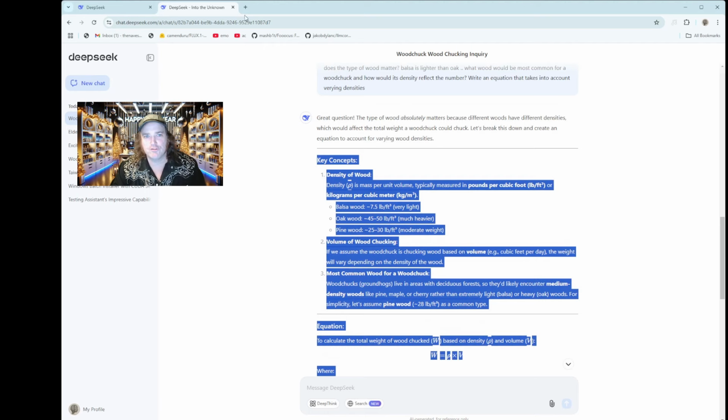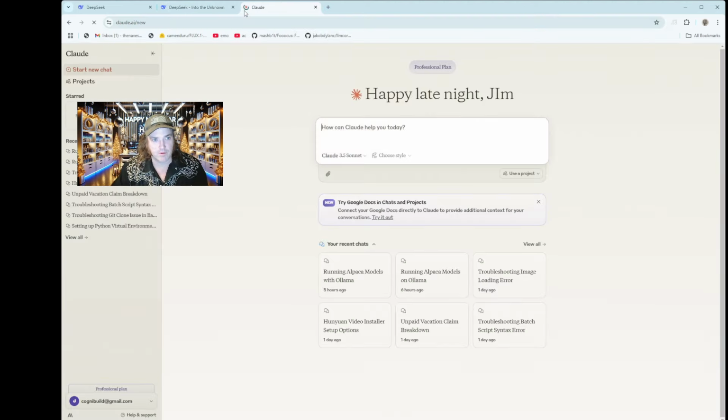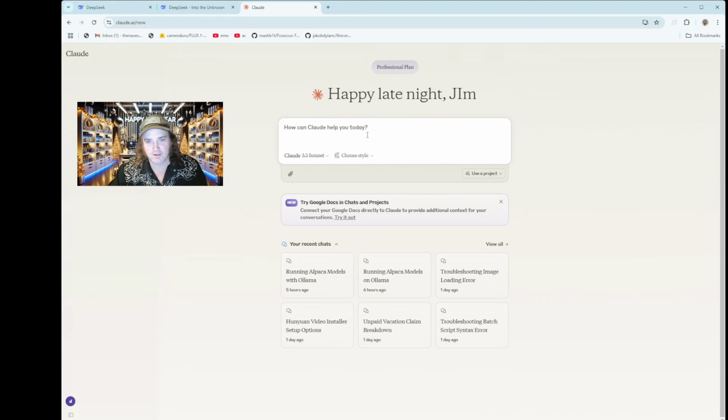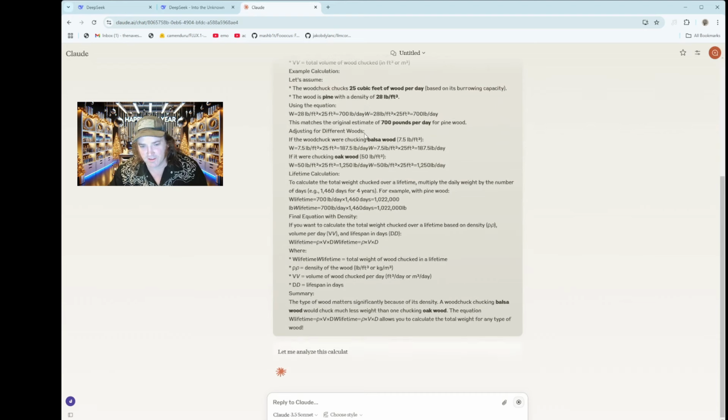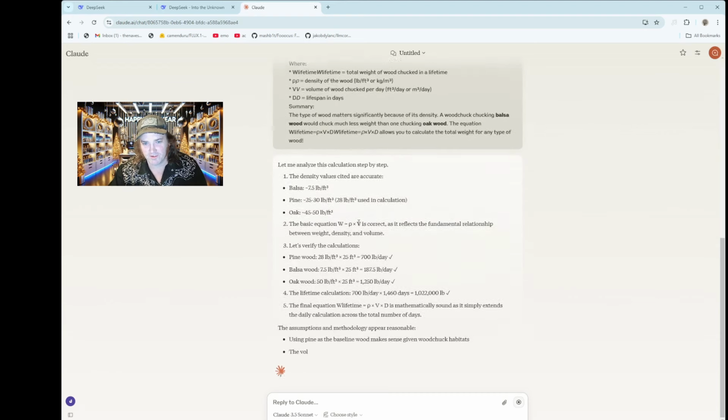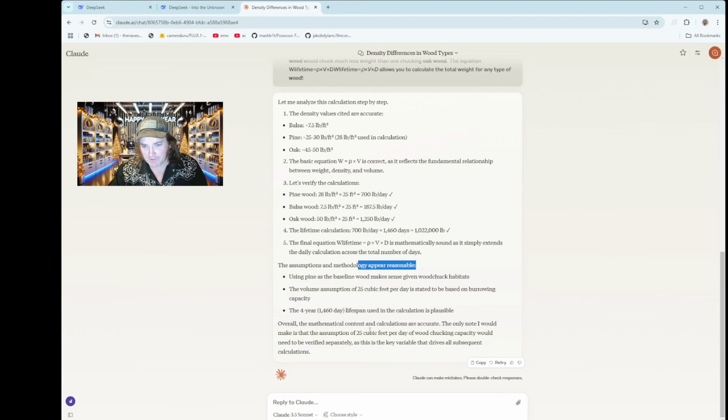And let's go over to Claude. And let's go ahead and ask Claude this. Is this accurate? Let's see what Claude has to say. So it's going to go through here. The assumptions of methodology appear reasonable. Overall, the mathematical content and calculations are accurate. There you go. The only note I would make is that the assumption of 25 cubic feet per day of wood chucking capacity would need to be verified separately, as this is the key variable that drives all subsequent things.